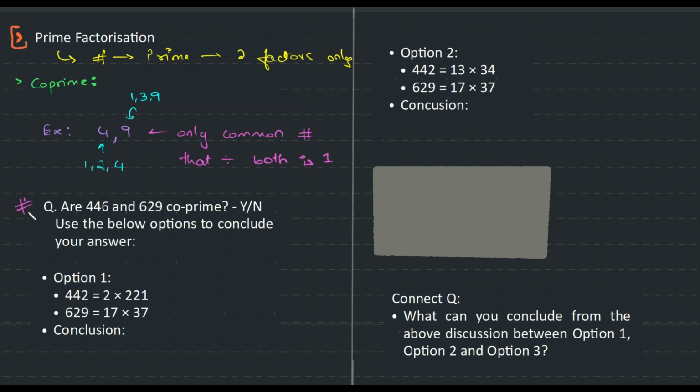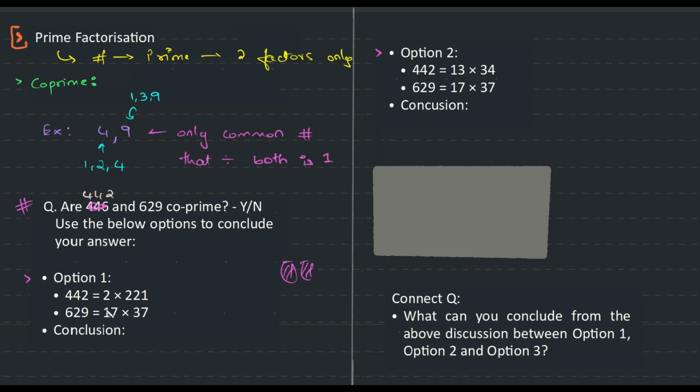Now, my question to you guys is 442 and 269. Are they co-prime? To help you guys, I have option 1 and option 2. So pause and think over, answer the question, are they co-prime? As per the idea that we just discussed, what do you think as per option 1 and option 2? Are there any numbers that are common to 442 and 269? Is there anything?